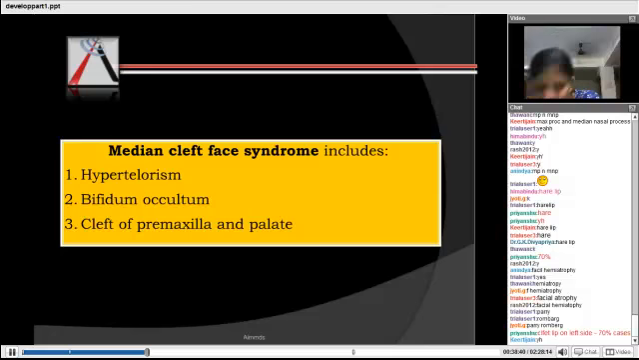We have a syndrome which has been found to be associated with cleft lip and cleft palate. It's median cleft face syndrome, a cleft of the entire face. It finds an association with cleft palate, so that's why we read it here. The features of this cleft face syndrome are hypertelorism, cranium bifidum occultum, and cleft of the premaxilla and the palate. Hypertelorism means an increased distance between the eyes. And cleft of the maxilla and palate. So this is again an important point here.